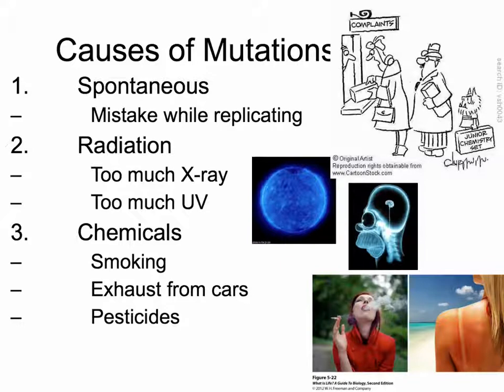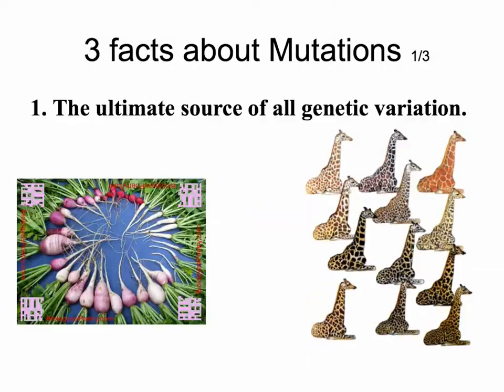There are many kinds of mutations that we can look at. Some of the causes are spontaneous mutations, which are mistakes that occur during replication; radiation, which is when there is too much X-ray or UV damage to the DNA; or chemicals, where chemicals found in things like cigarette smoke, exhaust from cars, pesticides, or other toxins can damage the DNA.